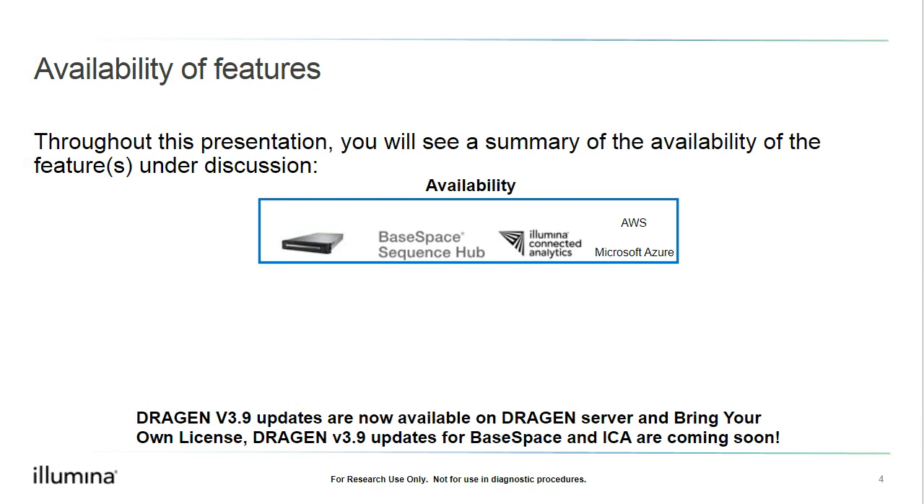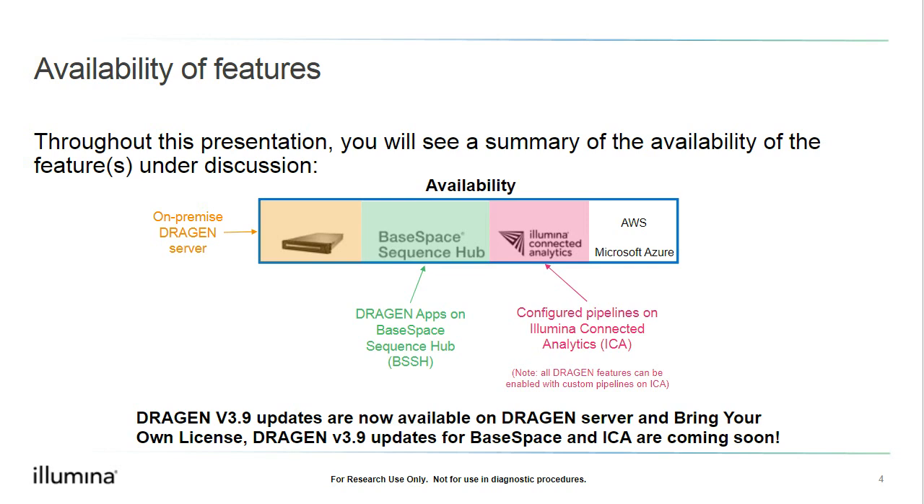And typically what you will see is whether we have it on premise or in our BaseSpace software as a service platform, or in our ICA platform, which is our platform as a service, which is something that we introduced earlier in the year, or if you have access to DRAGEN in your own AWS or Microsoft Azure environment, then if that feature would be available to you over there. So this is something we think would be helpful as you review the new updates that we are making in this series.